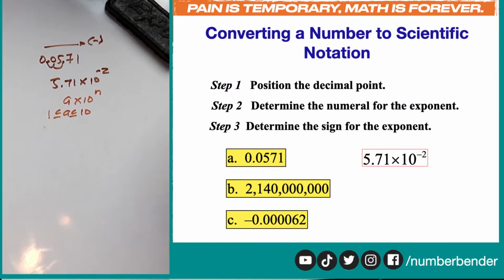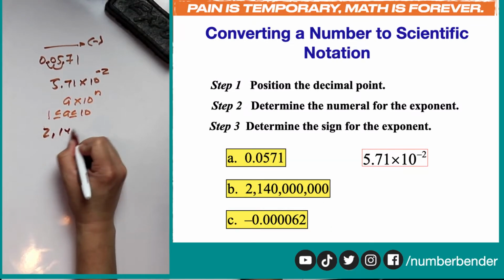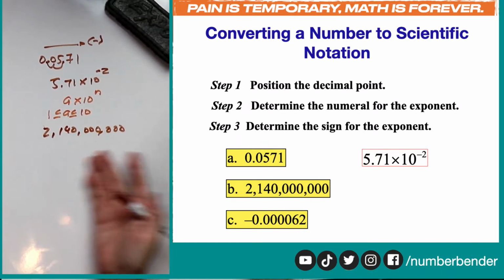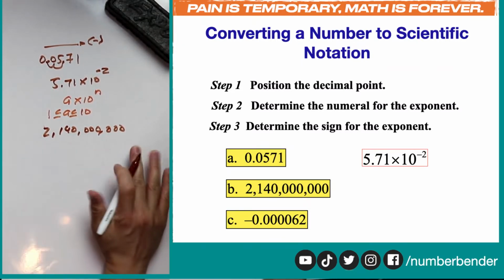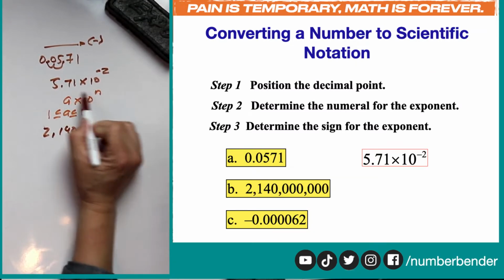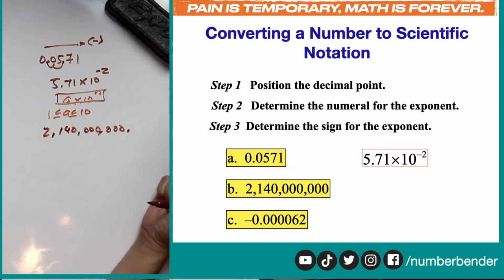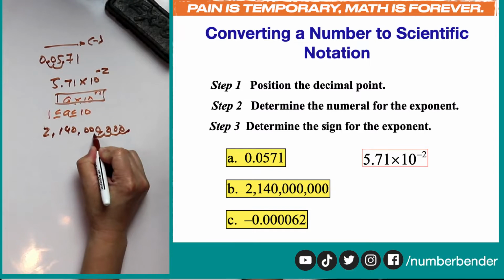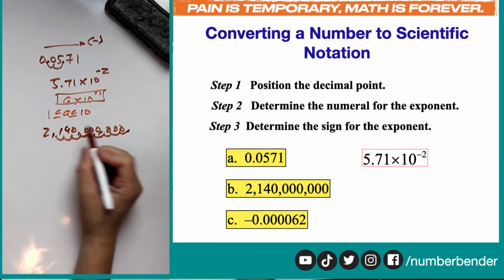So let's continue and convert this big number. Comment down below if this is in billion, trillion or million form. But this big number right here, we're going to convert into scientific notation by moving the decimal 1, 2, 3, 4, 5, 6, 7, 8, 9, 9 times.